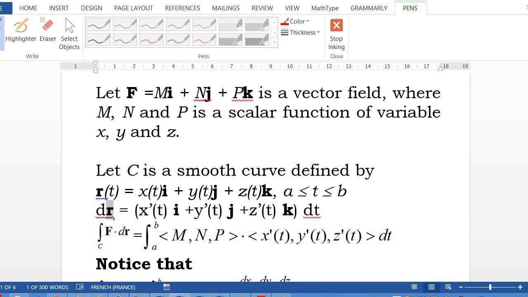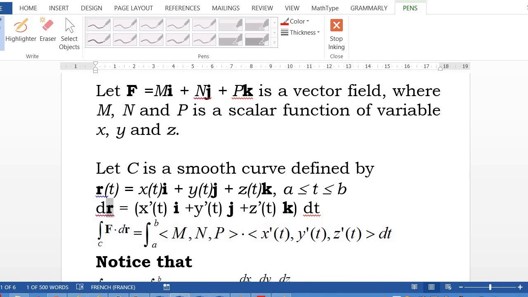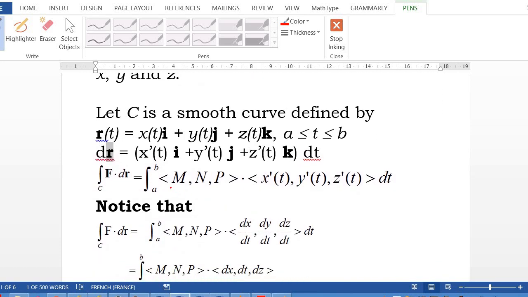Okay, from r(t) you can find dr/dt, and bring the dt to the right side to become dr is x prime(t)i plus y prime(t)j plus z prime(t)k dt. Hence, to evaluate the line integral of a vector field, we plug in the vector F dot with dr, and then we evaluate the dot product first. We write everything in terms of t, and then we integrate with respect to t from a to b.